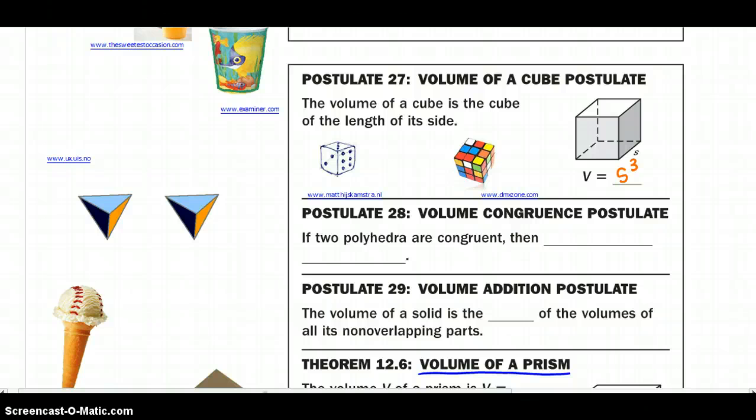Postulate 28, the volume congruence postulate: if two polyhedrons are congruent, then they have the same volume. Looking out to the side, if these two polyhedrons are congruent, then their volumes are also congruent, or equal.